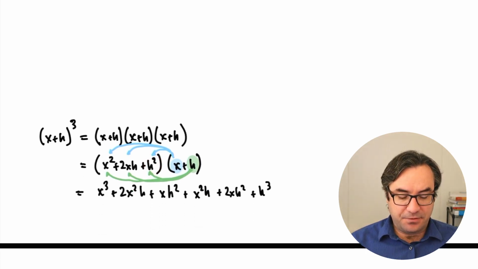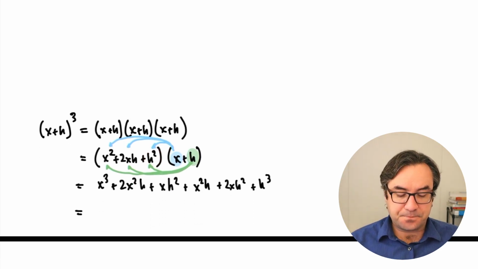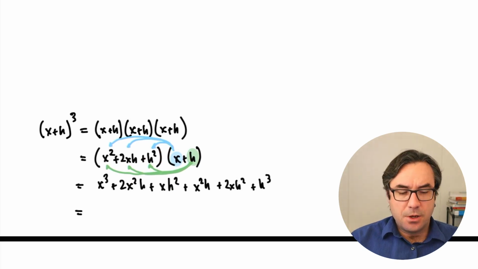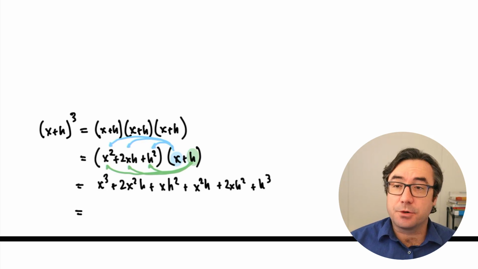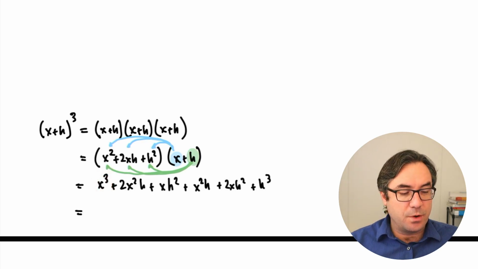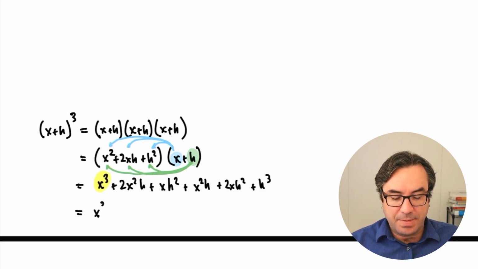And if I simplify this down, what are we going to end up with? Well, we want to try to combine like terms. So in order for two terms to be considered similar, they have to have the same number of x's and the same number of h's. So when we look at this, there's only one term with an x cubed in it, and it's this first one. So there's nothing we can combine it with.